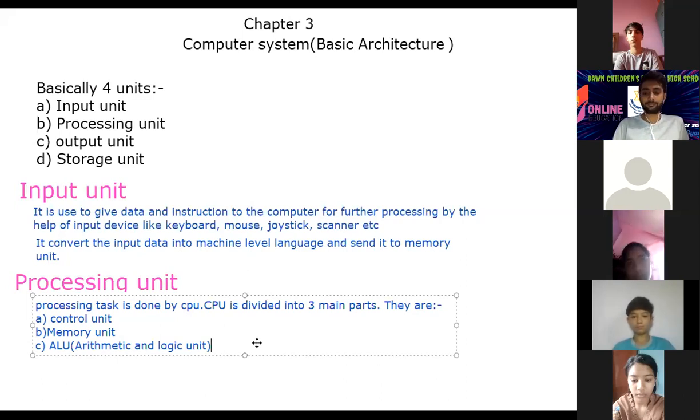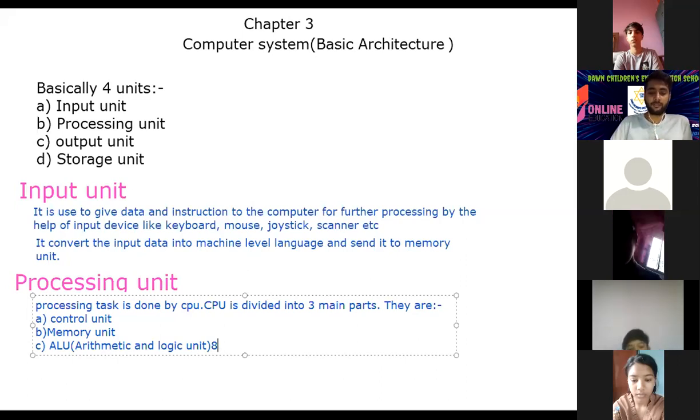Okay, next function is: it gets the instruction from the memory unit for what to do next.